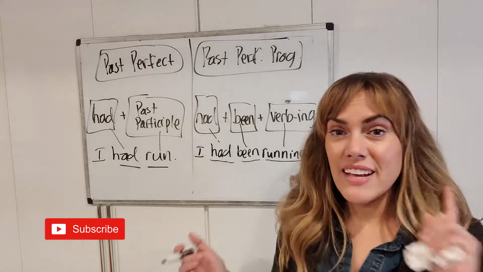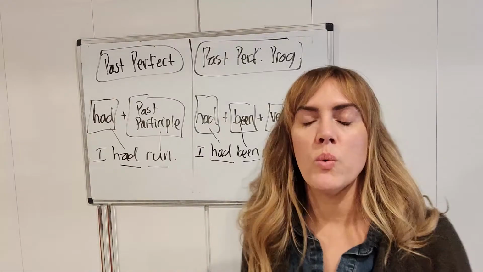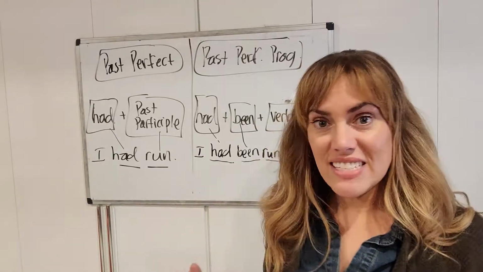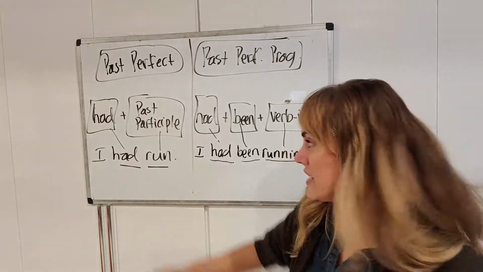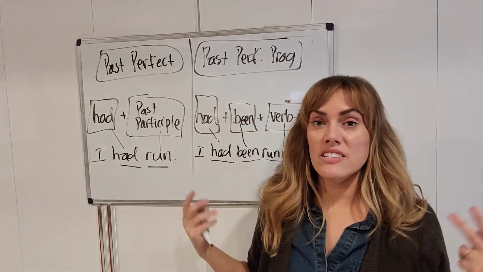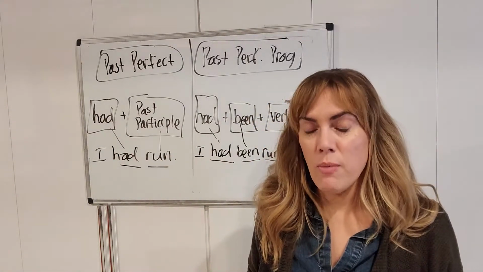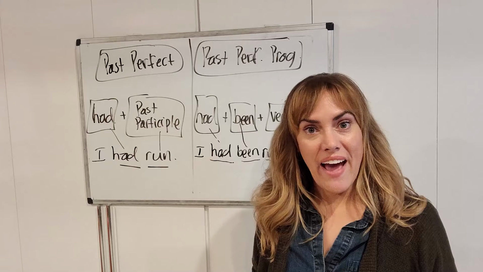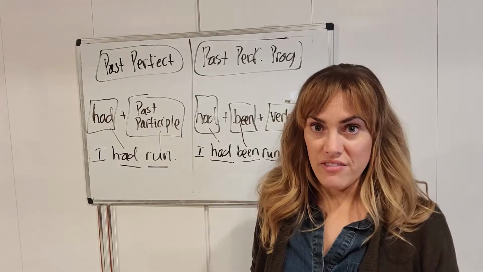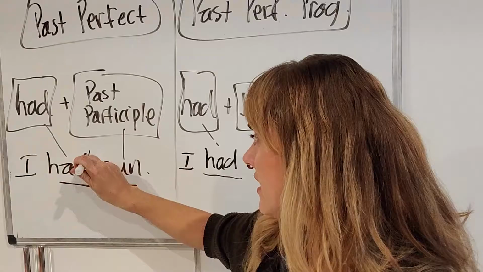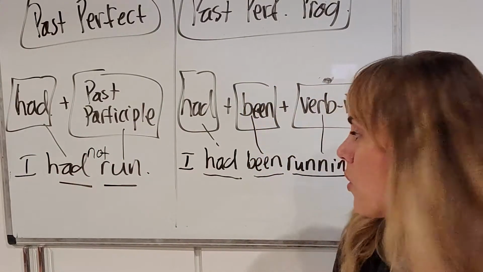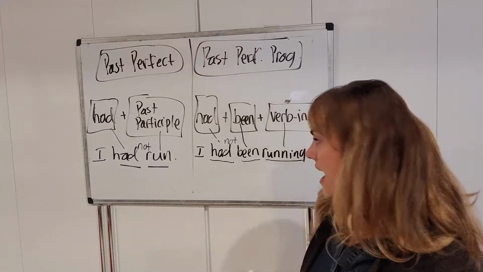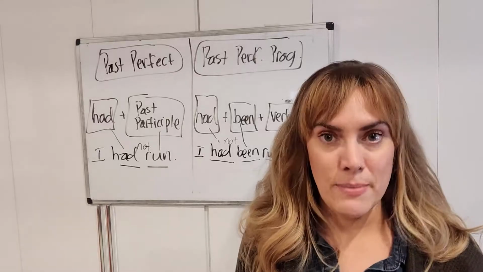How do you make them negative? It's actually pretty easy because remember, when you make a negative statement in English, you need a helping verb to do that. In this case, we already have a helping verb because had is a helping verb. It's an auxiliary verb. We already have the help. So all we need to do to make it negative is add not. And where do we add the not? We always add it right after the helping verb. So I had not run, or I had not been running. You just add it right after the helping verb to make it negative.